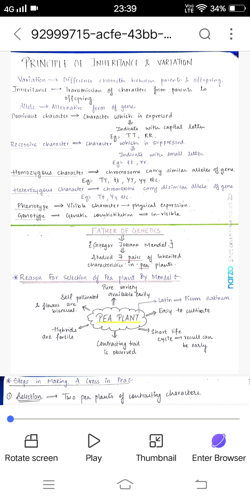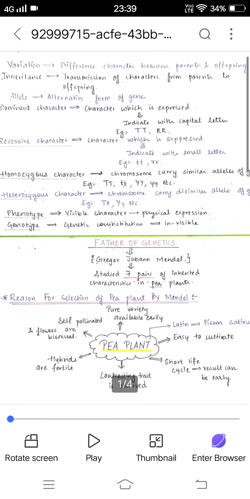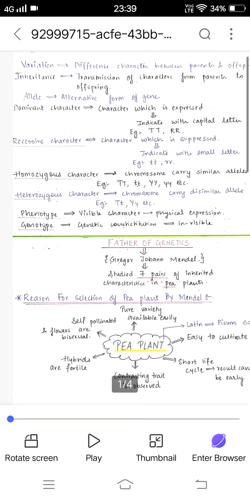Fourth, dominant character. Character which is expressed and indicated with a capital letter. Example, tallness will be shown with capital T, roundness will be shown with capital R. Fifth, recessive character. Character which is suppressed and it is indicated with a small letter like small t for dwarf and small r for wrinkled.